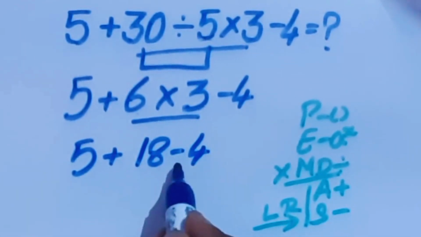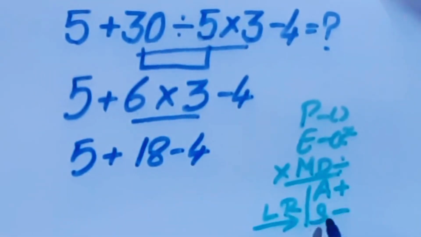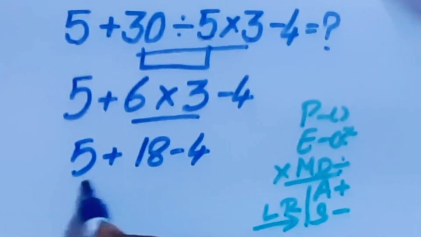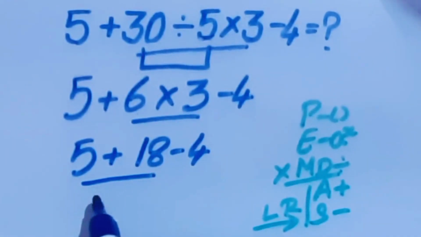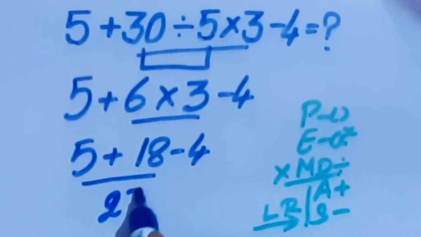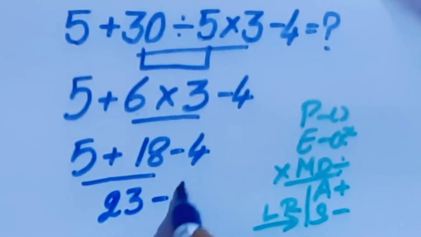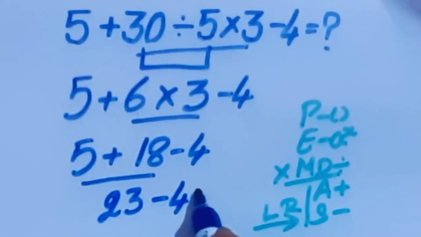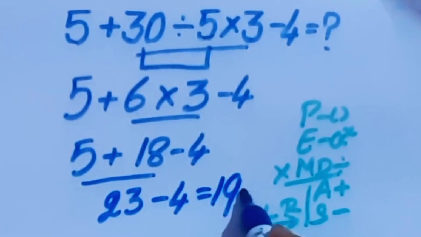Here addition and subtraction are both equal priority. For equal priority, we are going to use the left to right rule. Here left to right is this one. So 5 plus 18 is 23, minus 4. Here 23 minus 4 is 19, which is the correct answer.